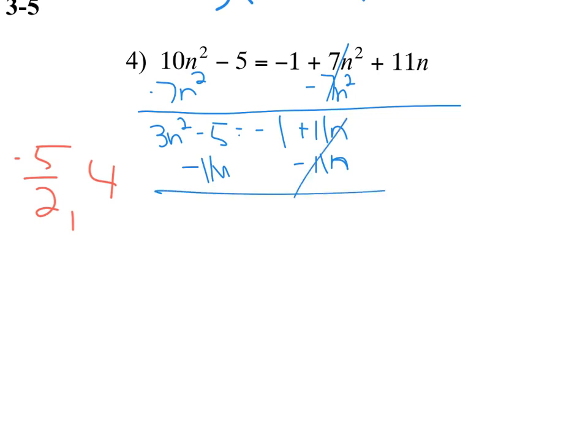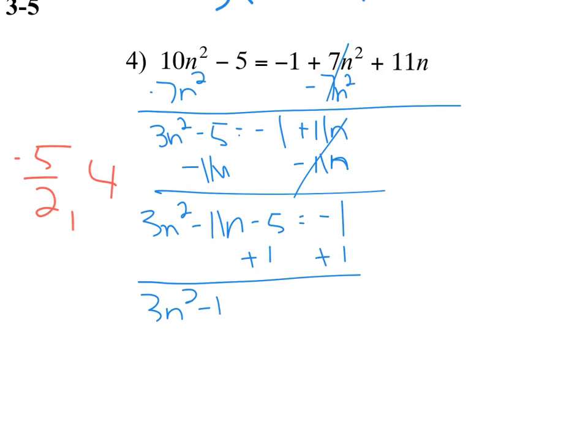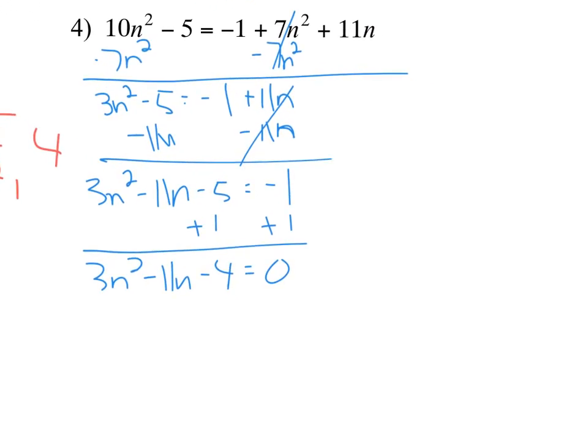There are no like terms on the left side, so that gives us 3n squared minus 11n minus 5 equals negative 1. Add that 1 over. There's a like term of negative 5, so we get 3n squared minus 11n minus 4 equals 0. Then from there, we look for our GCF. This one has a GCF of 1, so nothing we can do with that.